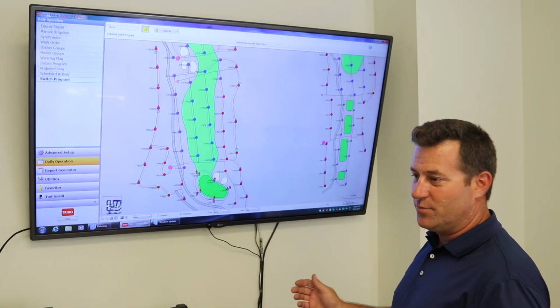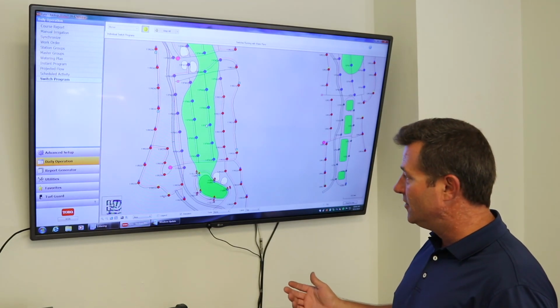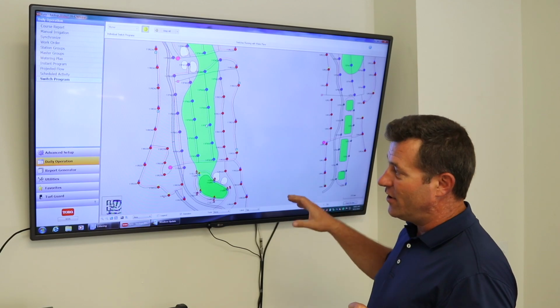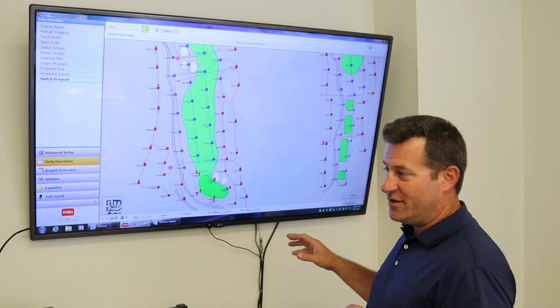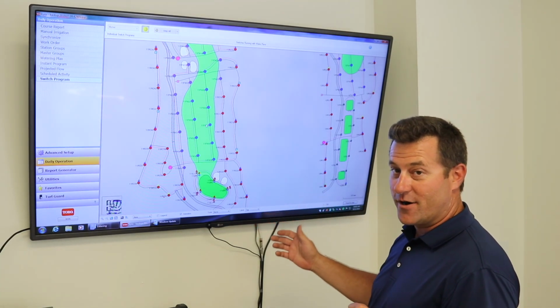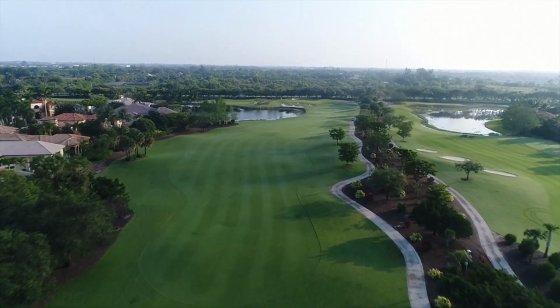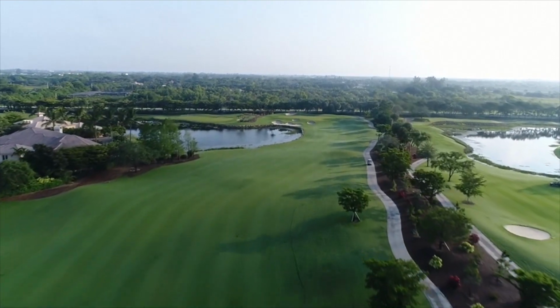Usually each sprinkler head puts out about 40 gallons per minute. So with 1,700 heads out there, we can run anywhere from 500,000 to over 1 million gallons of water just in one night. It's a lot of water, but that's what keeps our golf course green and keeps it healthy.